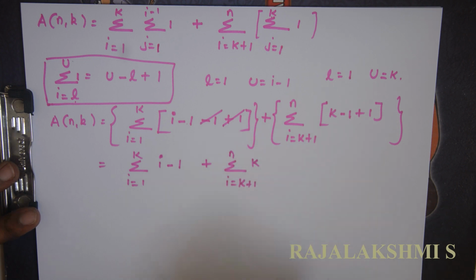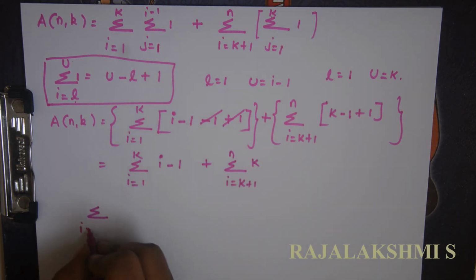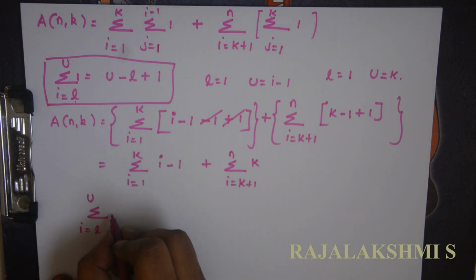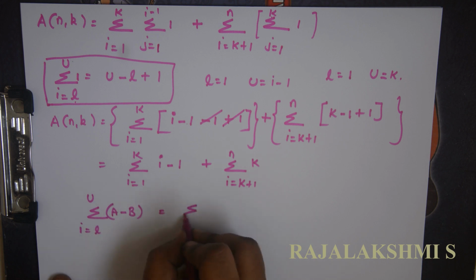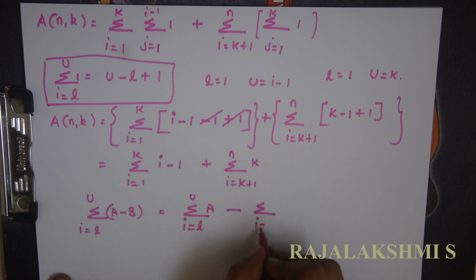Now we know the formula that summation i is equal to lower limit to upper limit of a minus b, we can expand this as summation i is equal to l to u of a minus summation i is equal to l to u of b, right?